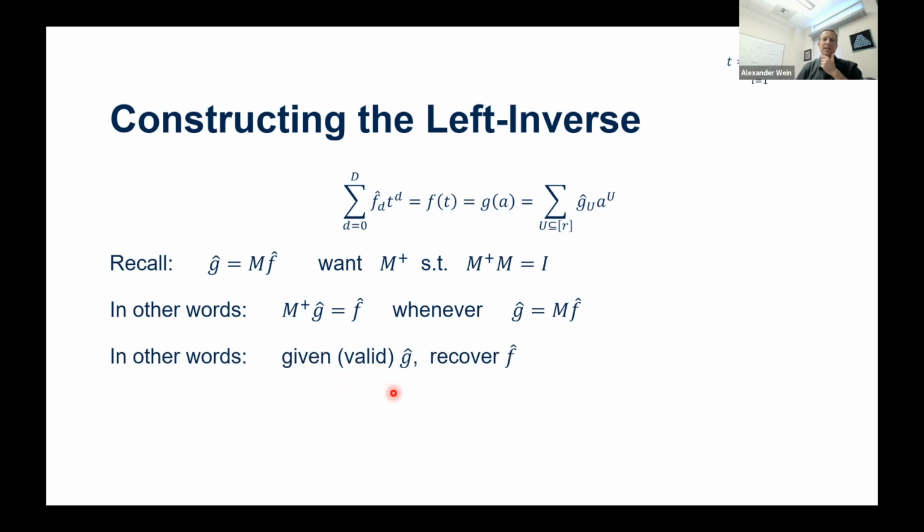In other words, the problem of constructing a left inverse is really the problem of, given a valid g hat, recover the original f, where valid means that it's actually a g that is of this form. It actually came from some function of t. Like if I give you g equal to just a1, this would not be valid. There's no polynomial in t that would be equal to just a1. In particular, the valid g's are all very symmetric with respect to all these variables, because they come from some function of t. Is that okay?